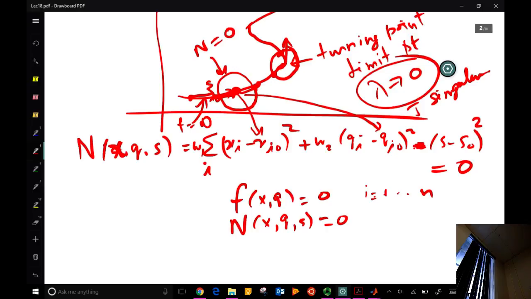Now you have the same problem. How do I come up with a good initial guess for X and Q? You can say, oh, I can use the Euler-Newton method on this extended system, right? And then you can ask the question, okay, how do I pick delta S? In the previous case, I picked delta Q uniformly. Can I do something like automatically adjust my delta S?